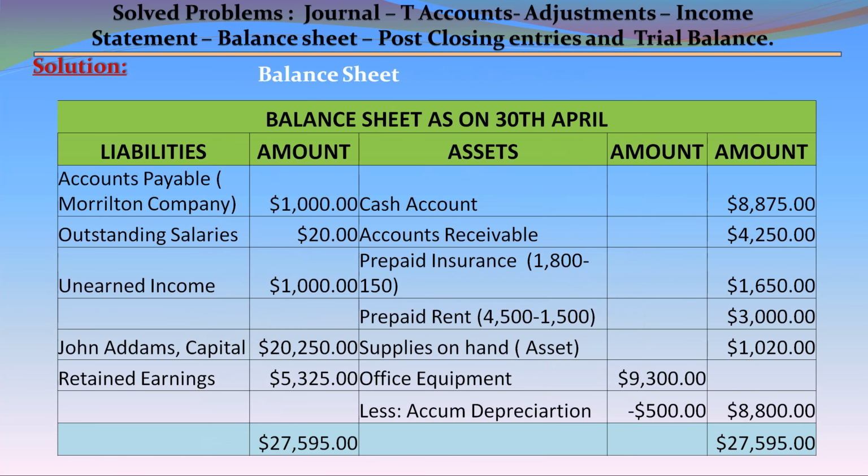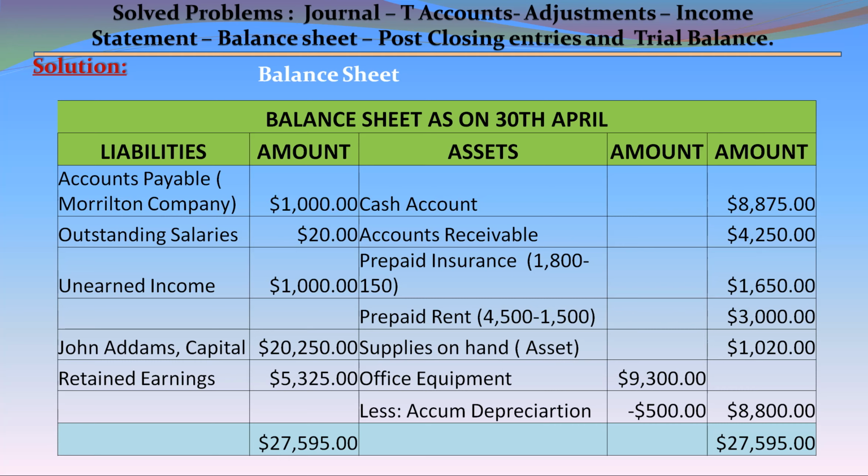Balance sheet as on 30th April. Liabilities amount, assets amount. On the asset side, cash account 8,875. Accounts receivable 4,250. Prepaid insurance 1,800 minus 150, 1,650. Prepaid rent 4,500 minus 1,500, 3,000. Supplies on hand, closing stock 1020. Office equipment 9,300 less accumulated depreciation 500, 8,800. Total assets 27,595.